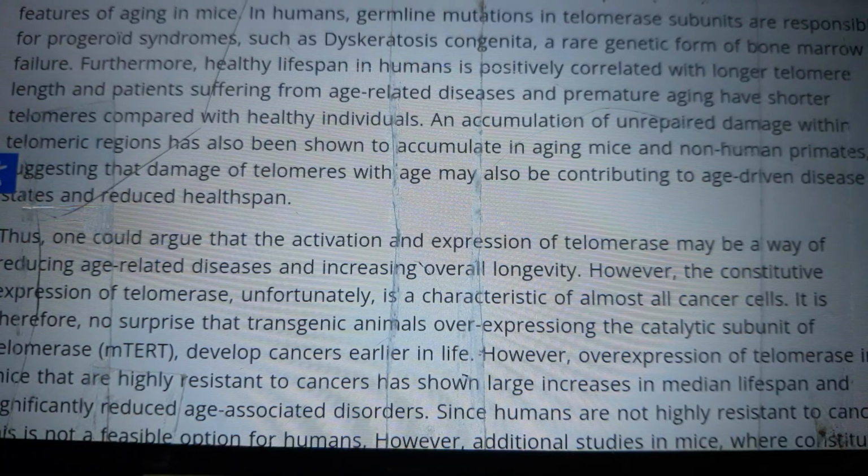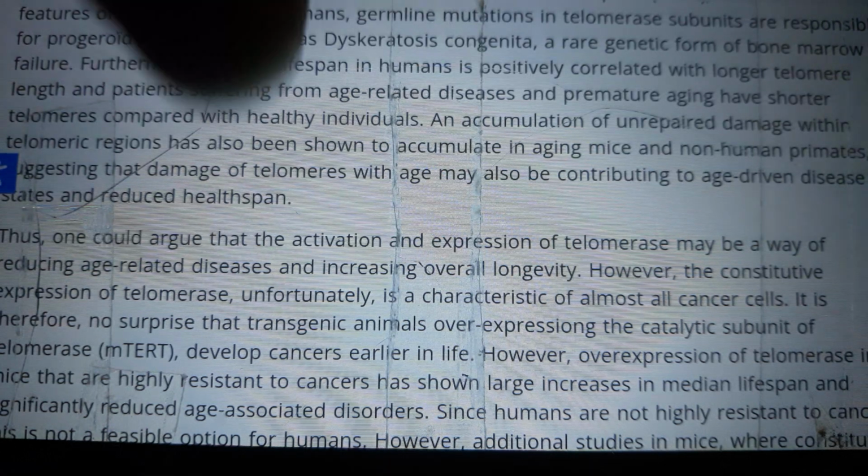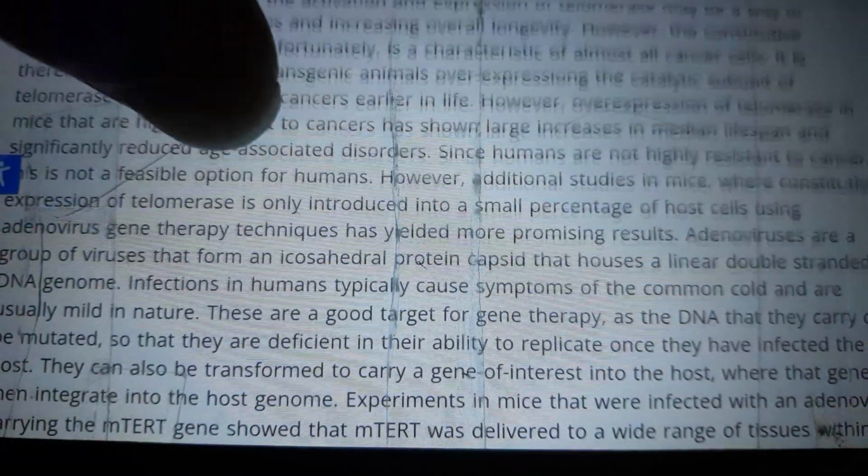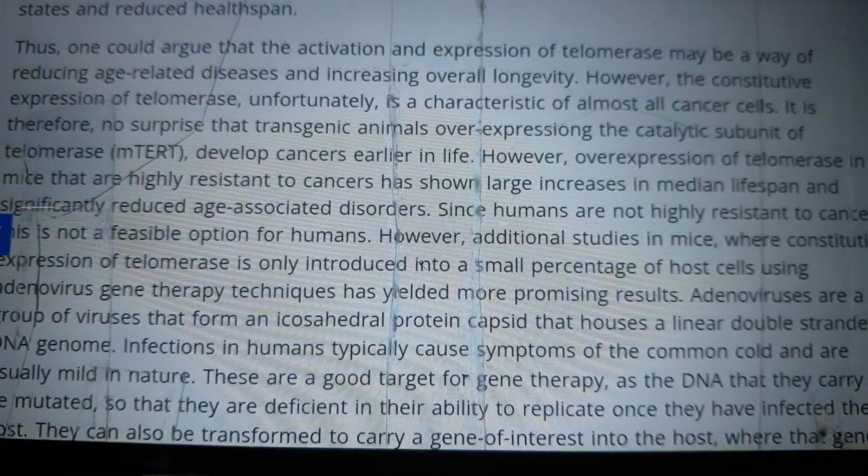An accumulation of unrepaired damage within telomeric regions has also been shown in aging mice and non-human primates, suggesting that damage to telomeres with age may also be a contributing factor to age-driven disease states and reduced health span. Thus, one could argue that the activation and expression of telomerase may be a way of reducing age-related diseases and increasing overall longevity. However, the constitutive expression of telomerase, unfortunately, is a characteristic of almost all cancer cells.